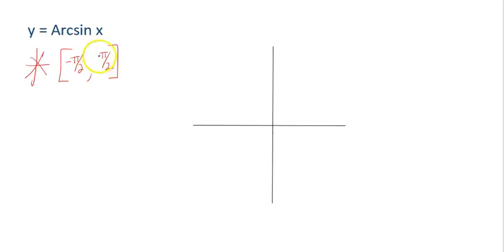Okay, so what I need you to know is that the domain of the sine graph becomes the range of the arcsine graph, and the range of the sine graph becomes the domain of the arcsine graph. So think about how we labeled the x and y axis. On the sine graph, we labeled the y axis from -1 to 1. So on this graph, I'm going to label the x axis from -1 to 1.